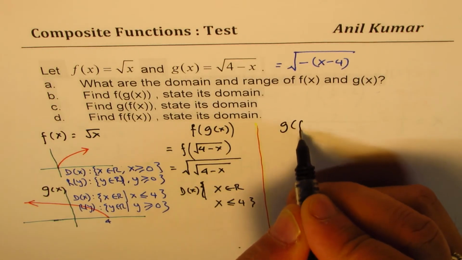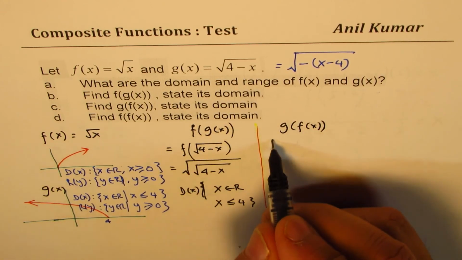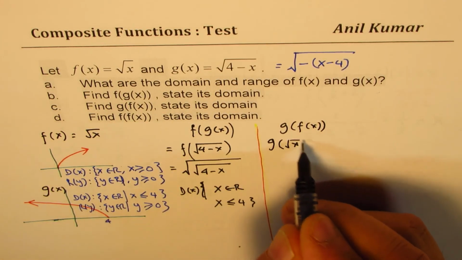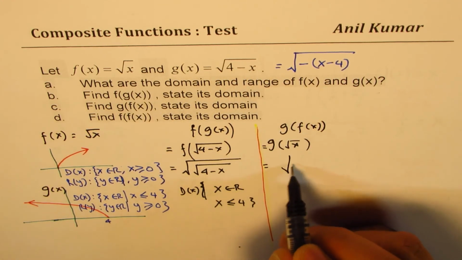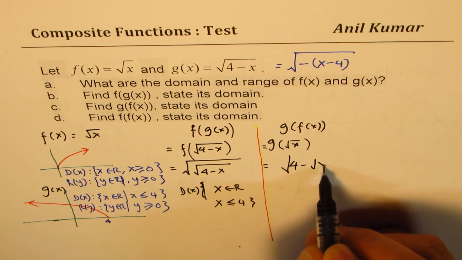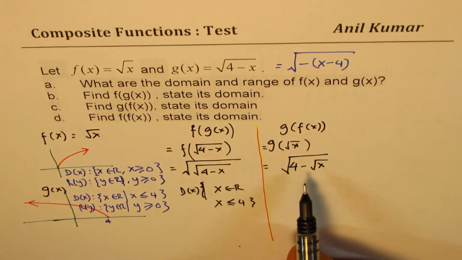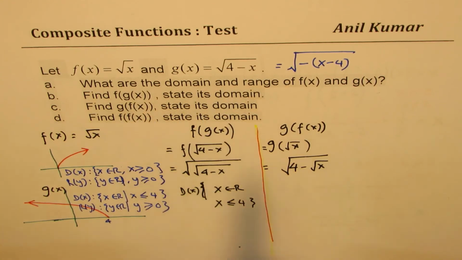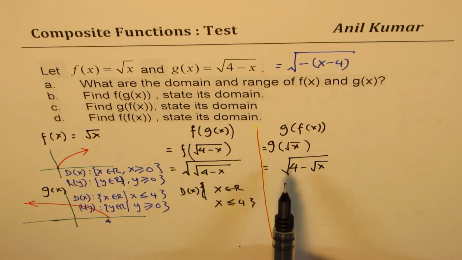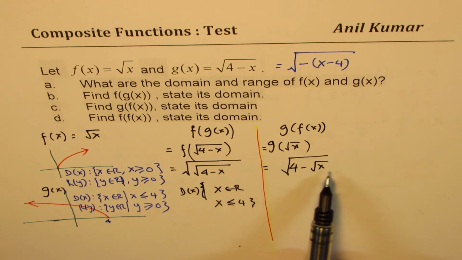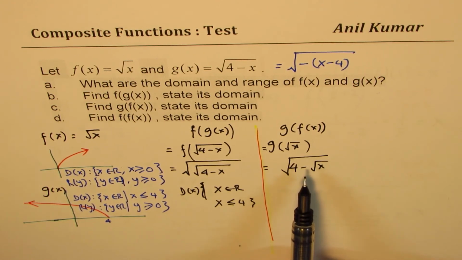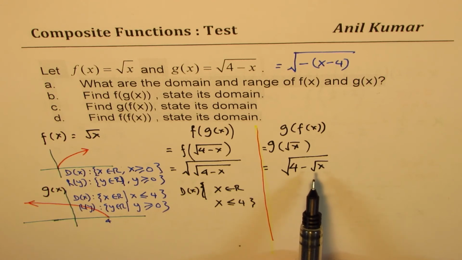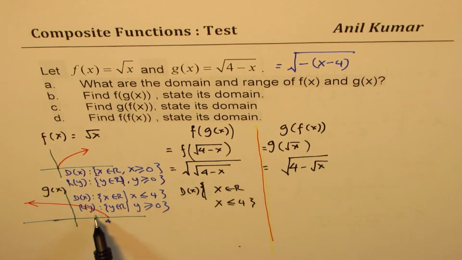g of f of x, g of f of x. So that means g of square root of x, and that means we'll just substitute this here. So we get 4 minus square root of x. Now, both have restrictions. Now what really happens here is that the square root function is positive, and if that is more than 4, then the outside function will fail. Perfect. So here we have more restrictions. Do you see that? So that's the composition of these two.